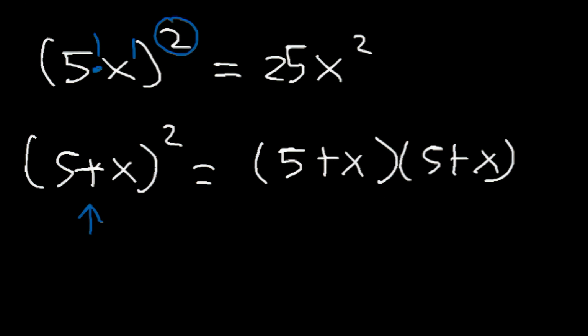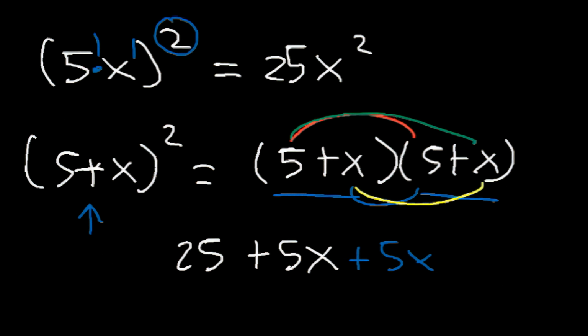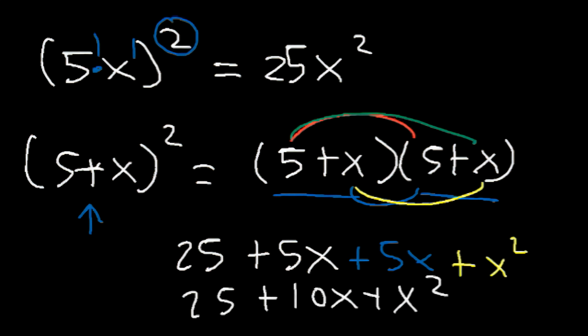But here we have a plus sign in between. Whenever you see that, you need to expand it like this and FOIL. So 5 plus x times 5 plus x is going to be different. 5 times 5 is 25. 5 times x, that's 5x. x times 5 is also 5x. And finally, x times x is x squared. So this is equal to 25 plus 10x plus x squared.